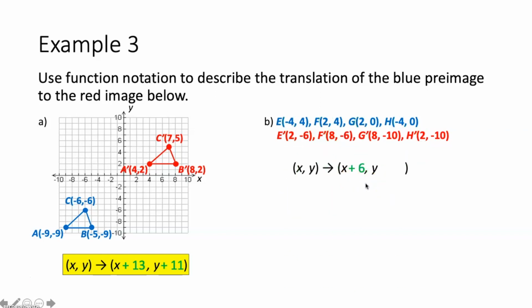Now let's look at the y's. I'm going from 4 to -6, and from 0 to -10. Well, it looks like this is probably the easiest one to see. I'm going from 0 to -10, so I'm subtracting 10. So it should be y minus 10. And that is the function notation for this translation.